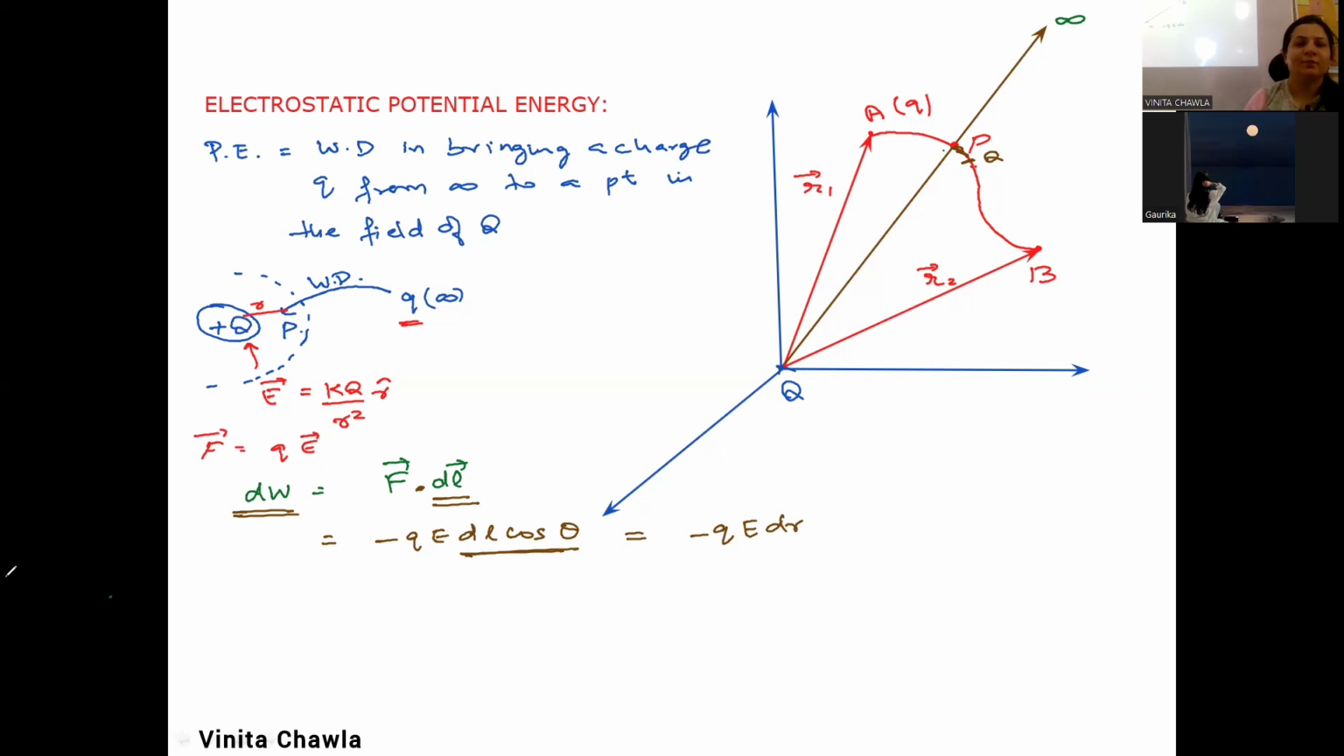Okay. Now we will find total work done. Total work done in bringing the charge from A to B. So we can find net work done, total work done. How do we find total work done when small work done is given? See, कैसे करते हैं हम?